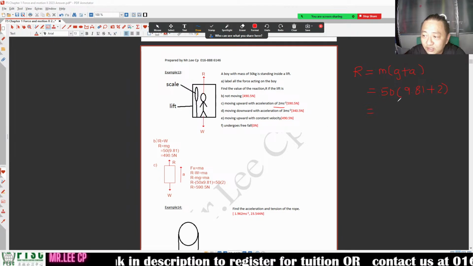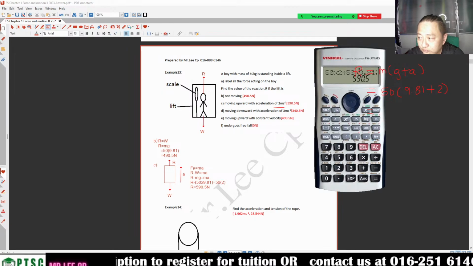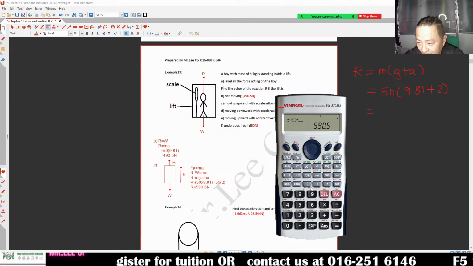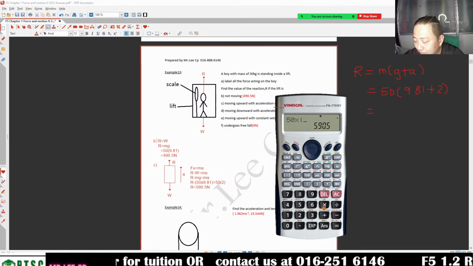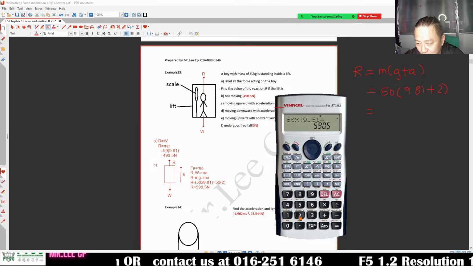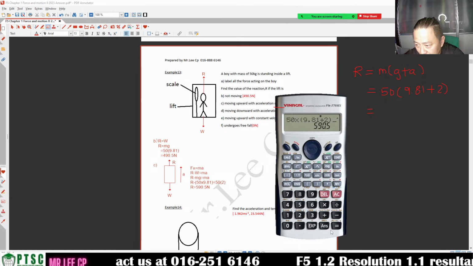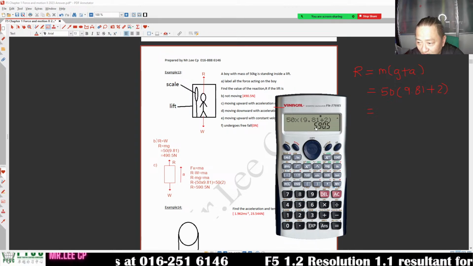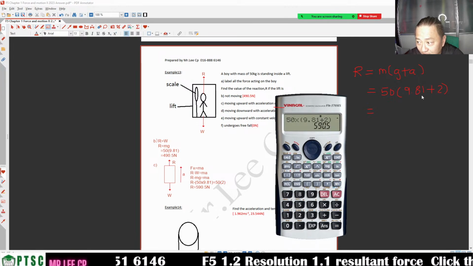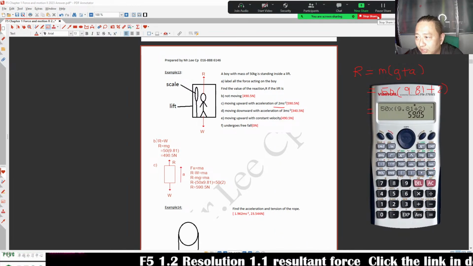And then you time it in. Right? You are going to time it here, where 50 times bracket 9.81 plus 2. Then what will you get? You get 590.5. Whereas it is the same thing. Right? Why is it the same thing?